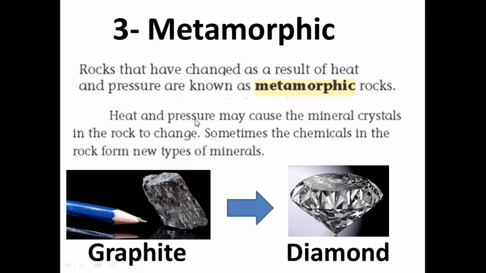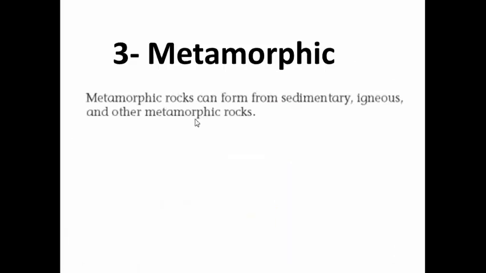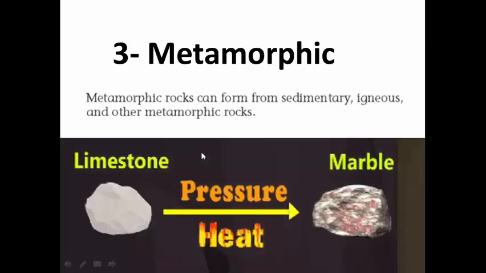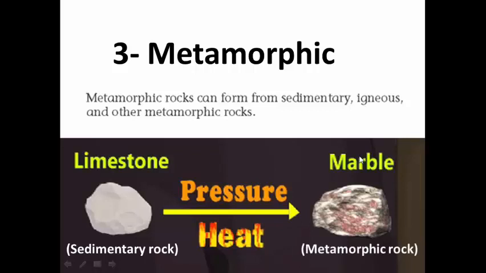For example, I can give you another two examples for metamorphic rocks that can be made of sedimentary or igneous rocks, or metamorphic rocks too. So we remember from the video the limestone, which is sedimentary rock, under the effect of pressure and heat, it can be marble, which is metamorphic rock.